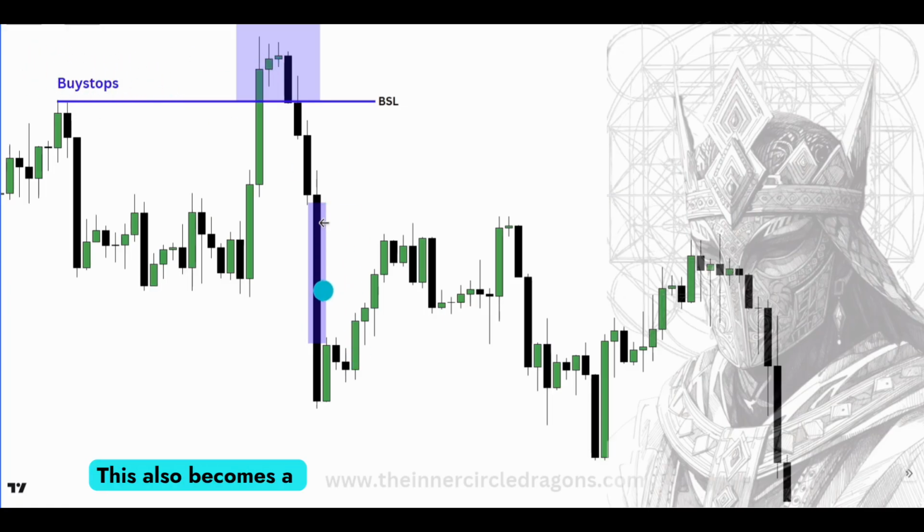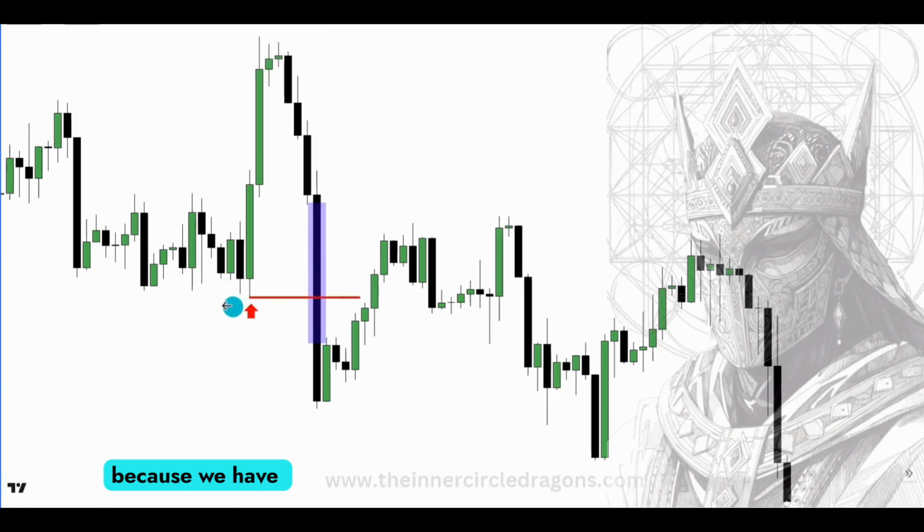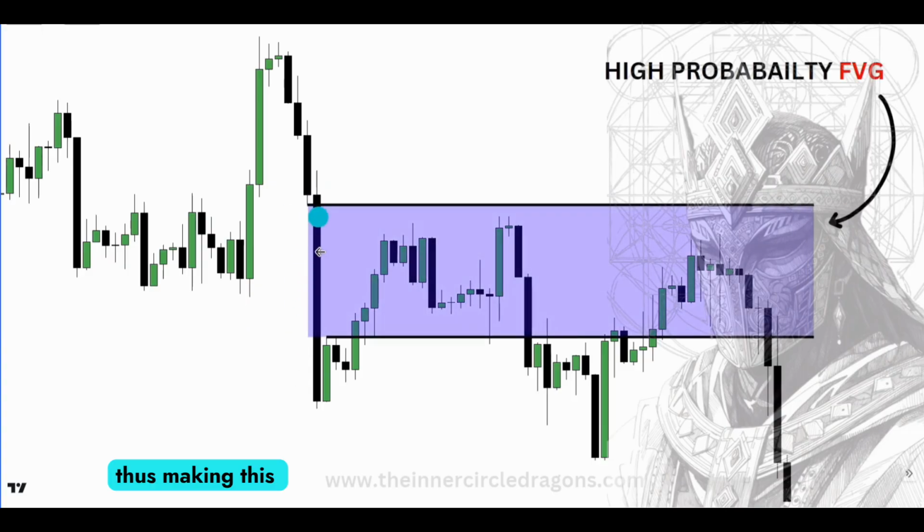This also becomes a valid fair value gap because we have broken and closed below this swing low, as you can see over here, thus making this sell side imbalance a high probability fair value gap. So we've seen two conditions met. We've seen a stop run above these highs and we've closed below this swing low.